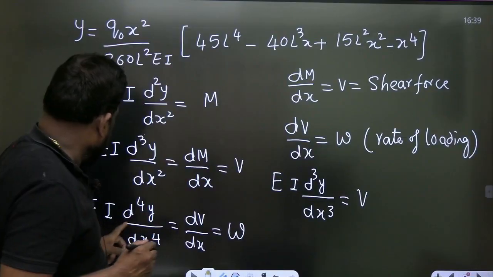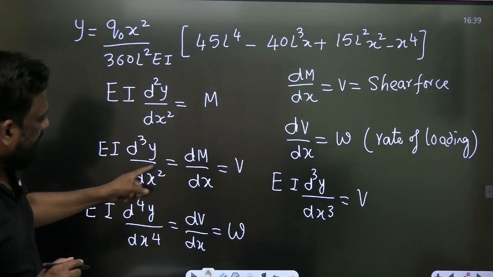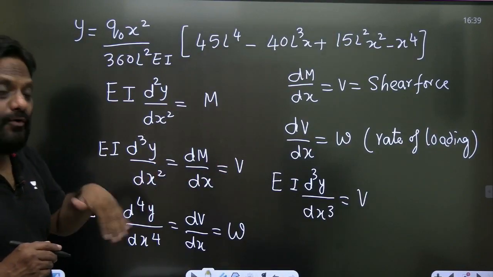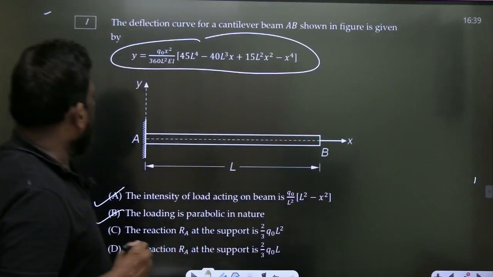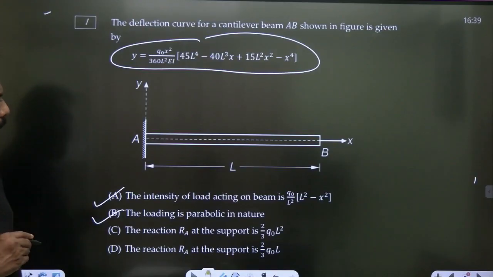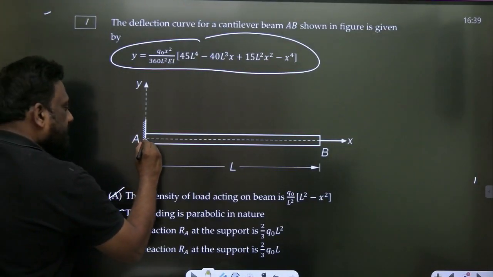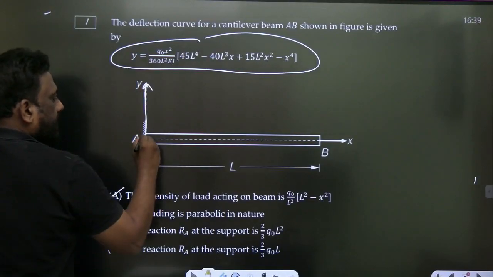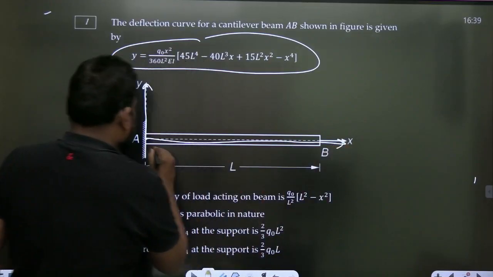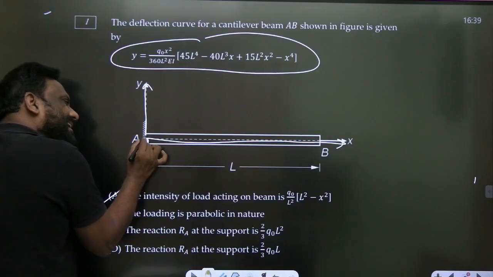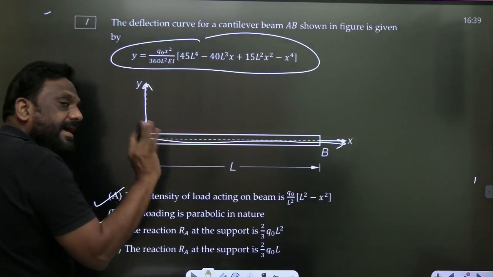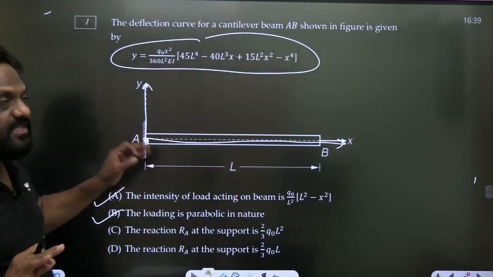EI d3y by dx cube is the shear force. Let us calculate. But where do you want? ध्यान से सुनो. Where do you want, my dear students? बोलो कहाँ से चाहिए? कहाँ चाहिए? यहाँ पे. इसका मतलब he has given this is the y-axis and this is the x-axis. So this is the origin. So he is asking reaction at A. Reaction at A means x is equal to 0.